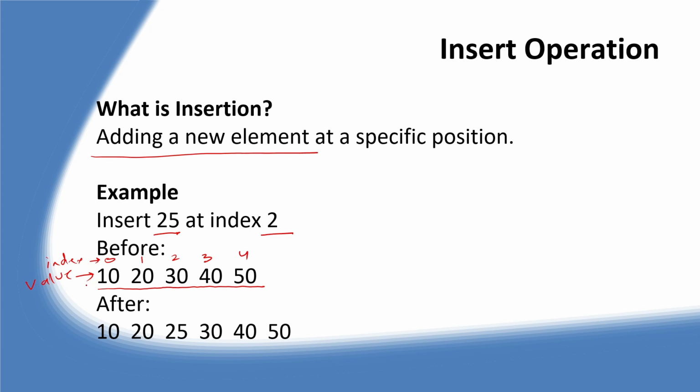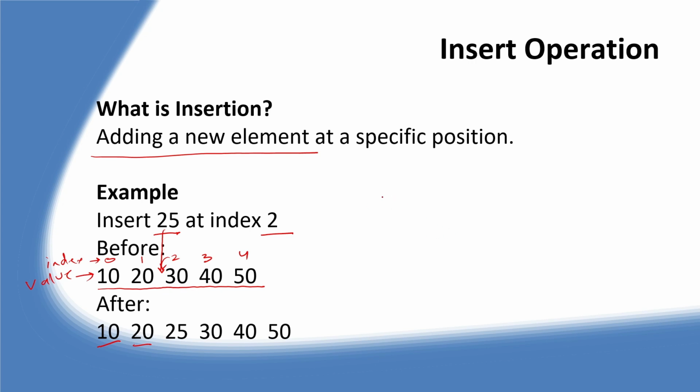Now what is our requirement? Our requirement is to insert 25 at index 2. But what is the value at index 2 currently? 30. So our output should look like this: 10, 20, and 25 should come here in between, at index 2. So how will it happen?